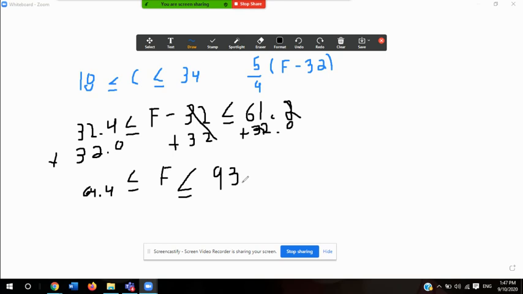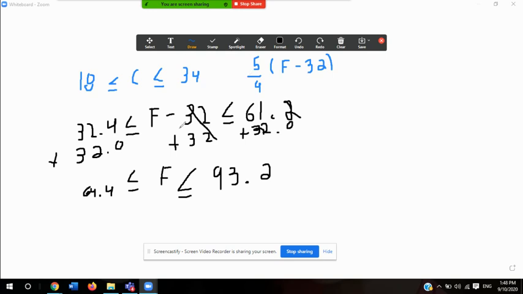And that is example number 7, ladies and gentlemen. Again, the first thing I did was I wrote it as a compound inequality because it says that the temperature of the monitor lizard ranges from 18 degrees Celsius to 34 degrees Celsius. So that means 18 is less than or equal to C, which is less than or equal to 34. Then I used this formula, which is to convert from Celsius to Fahrenheit. And then the first thing I did was I multiplied by 9/5 on all sides. And that's where I got the 32.4, and that's where I got the 61.2.